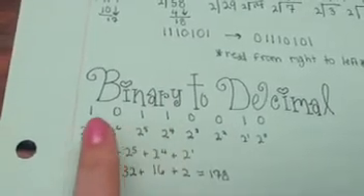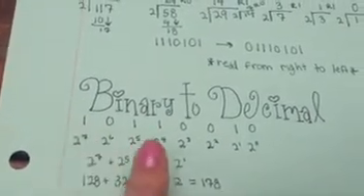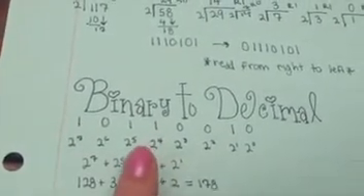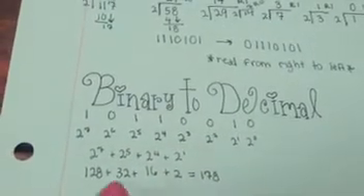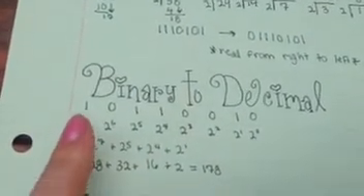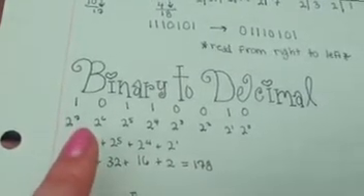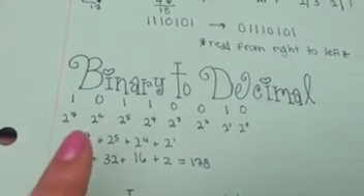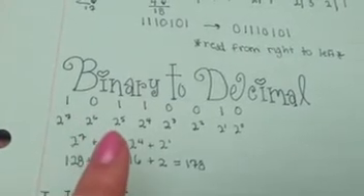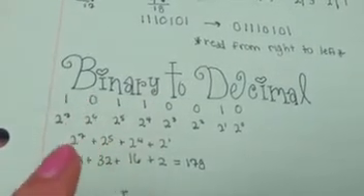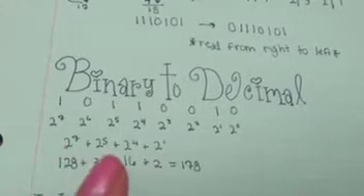Then you're going to take all these numbers with 1s in them, and you're going to take their exponents and add them. So we'll start with 2 to the 7th. 2 to the 7th has a 1 in the spot, so we'll take 2 to the 7th plus, then we're going to go to 2 to the 6th. It has a 0, so we're not going to use that. Now we skip to 2 to the 5th, and that has a 1 in it, so we're going to take 2 to the 7th plus 2 to the 5th.